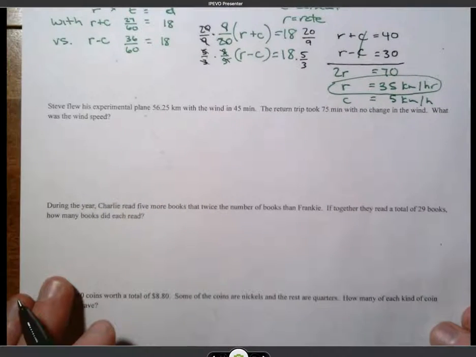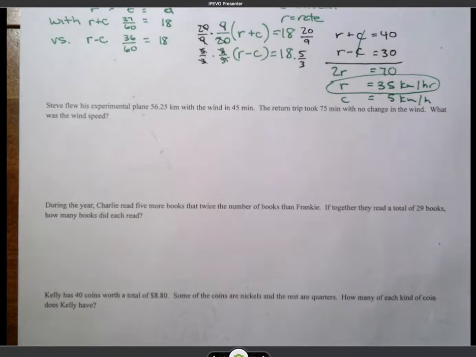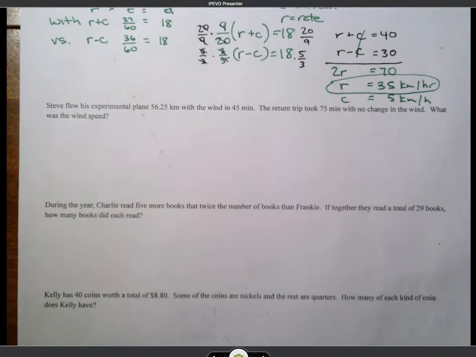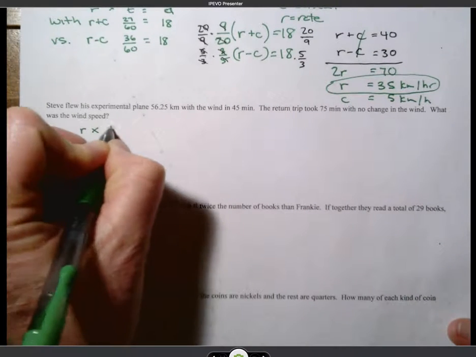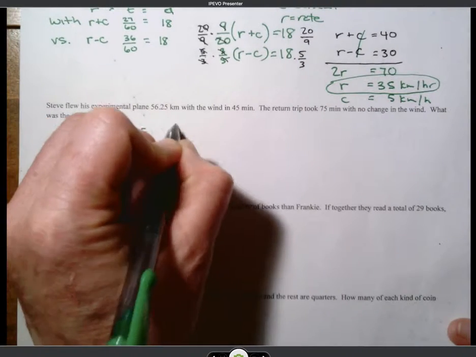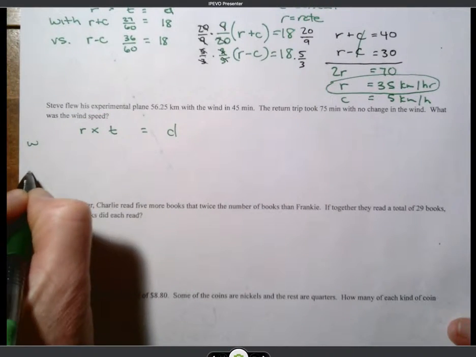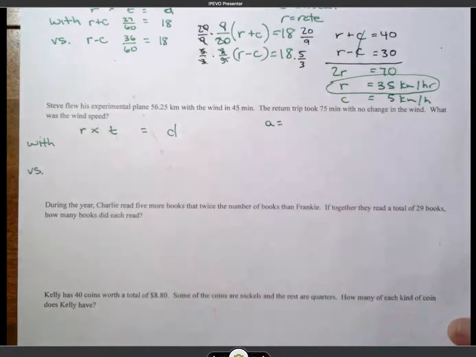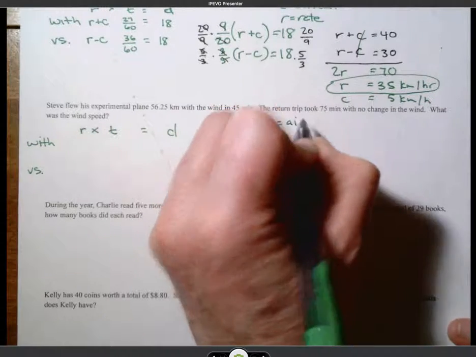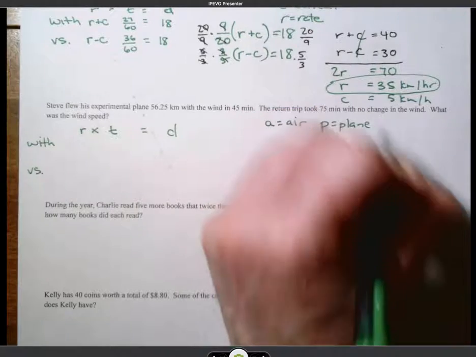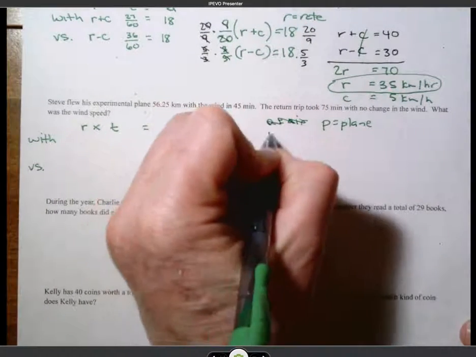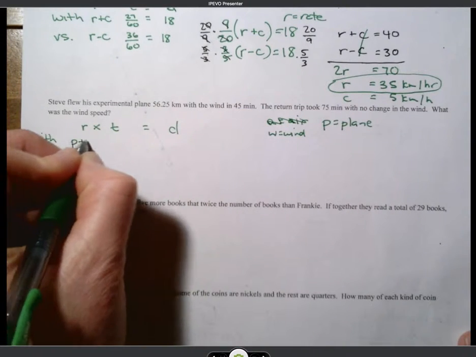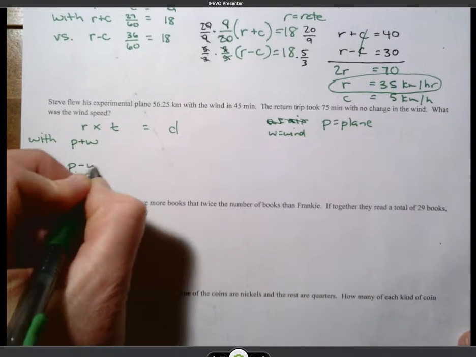Okay. Steve flew his experimental plane 56.25 kilometers with the wind in 45 minutes. Return trip took 75 minutes with no change in the wind. Okay, so rate times time is equal to distance. So we have with and against. I'm going to say P is the plane, or we'll call W wind. Doesn't really matter. So with the wind, we have the plane speed plus the wind. Against the wind is the plane speed minus the wind.